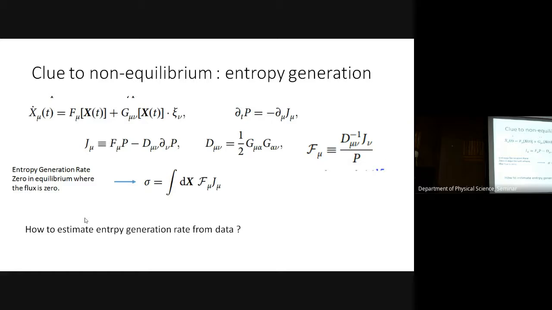So this is showing you that in a generalized Langevin problem, the kind of problem we are doing, if you are in equilibrium, your entropy generation rate is 0. If you are not in equilibrium, it's something as messy as this. Now, how to estimate this from data? Yes.